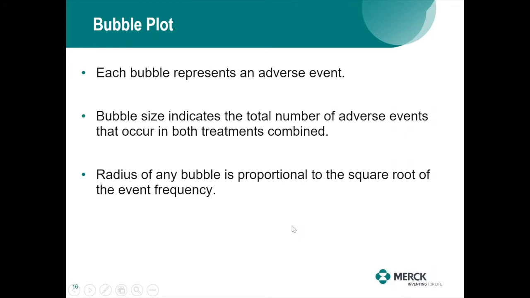And the next plot is another variation of the Volcano plot, which is like a bubble plot where each bubble represents an adverse event. Bubble size indicates the total number of adverse events that occur in both treatments combined, and the radius of any bubble is proportional to the square root of the event frequency.